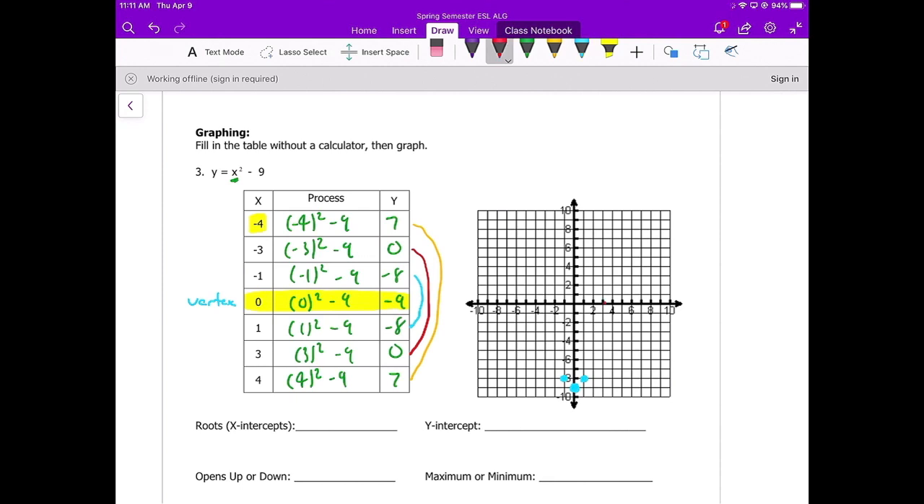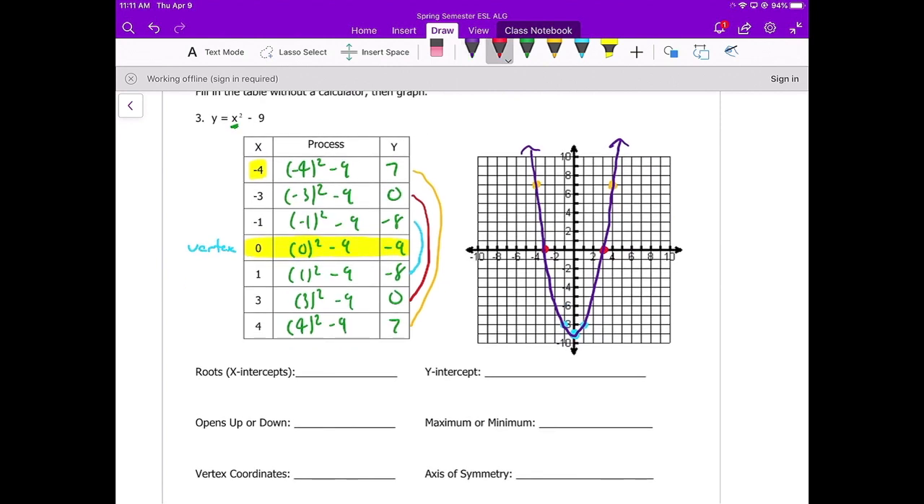3 with 0 and negative 3 with 0. And then the fourth points, negative 4 and up 7, and positive 4 and up 7. So here's that U shape that I was talking about, where it kind of does like that. All right? So your roots, again, I did those in red.